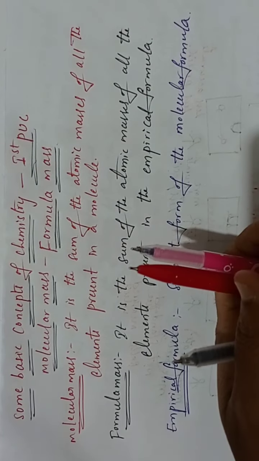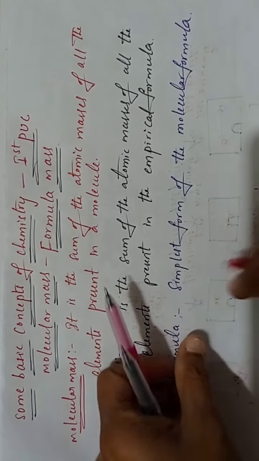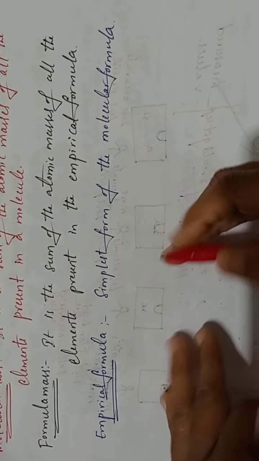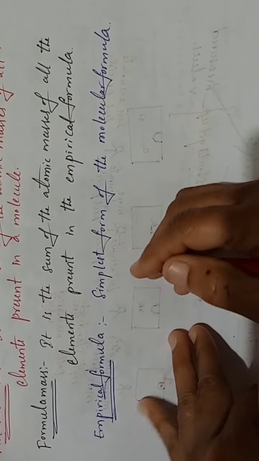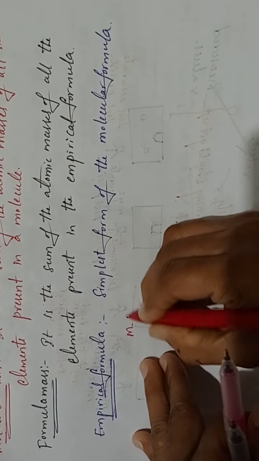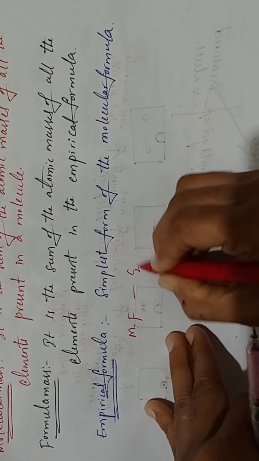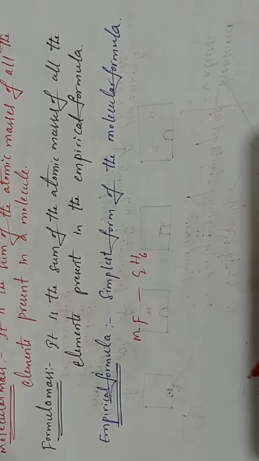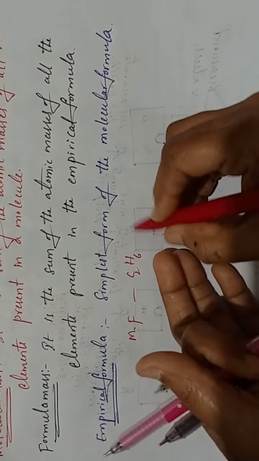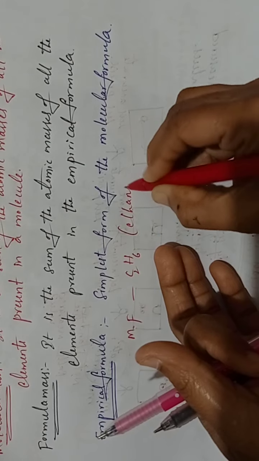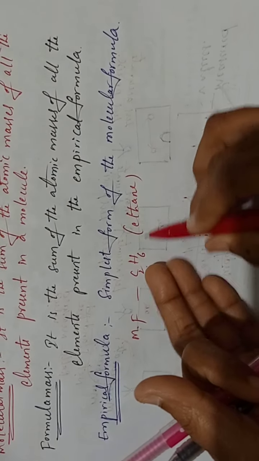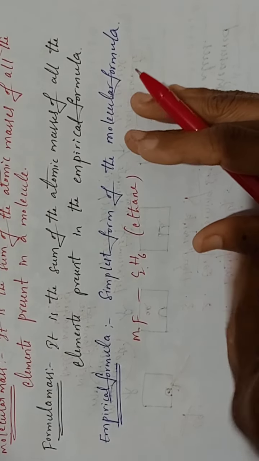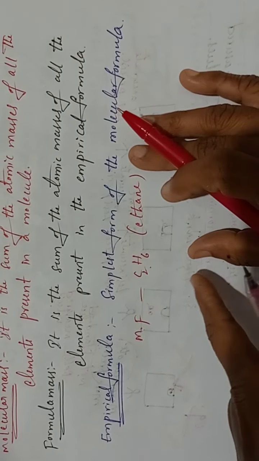Okay, now I am going to discuss the molecular formula. See here, I am taking one example, students. Molecular formula is equal to C2H6. This is the molecular formula of ethane. Correct? What is the compound name? Ethane. Two carbons are there. CnH2n+2 is the general formula. It is ethane, students. This is the molecular formula.